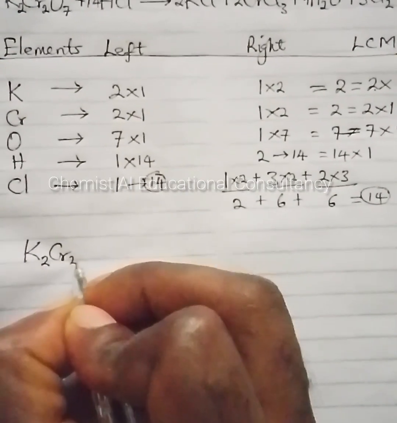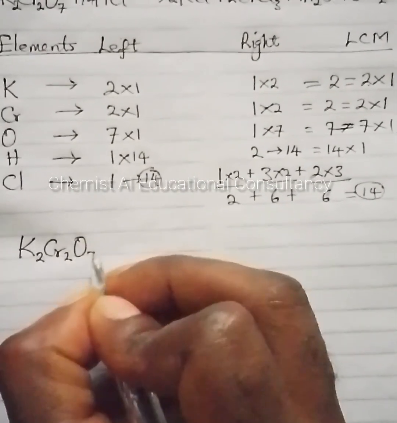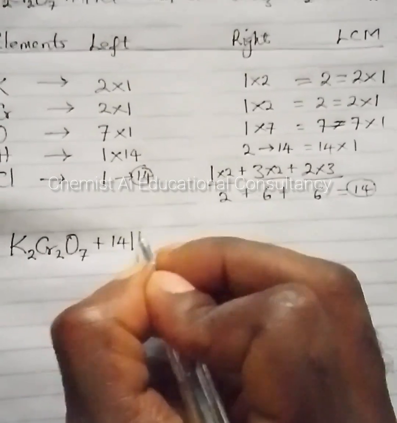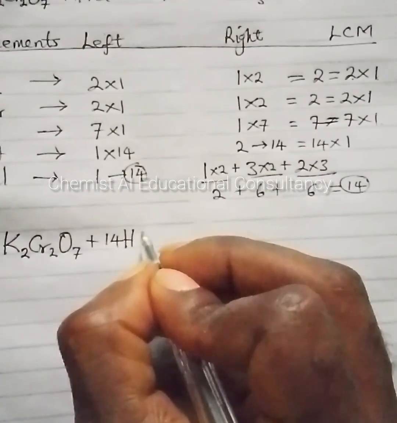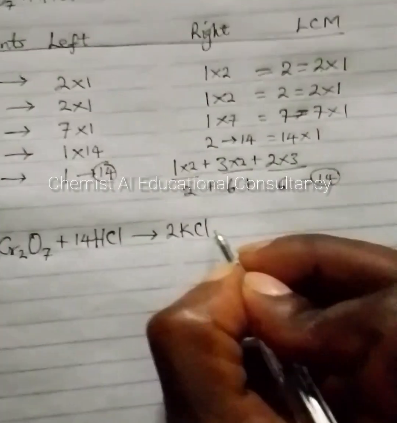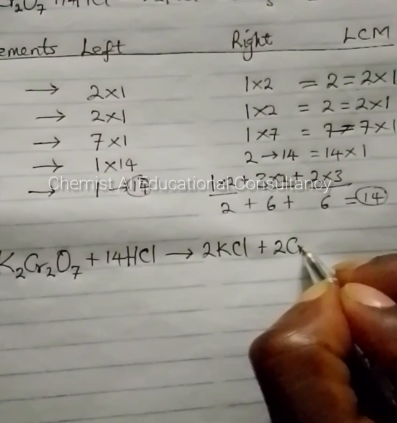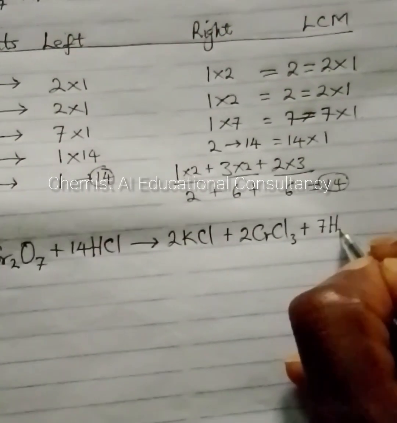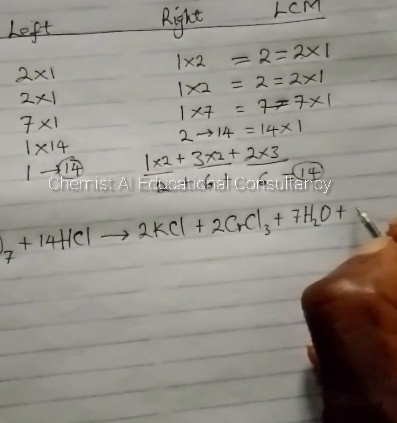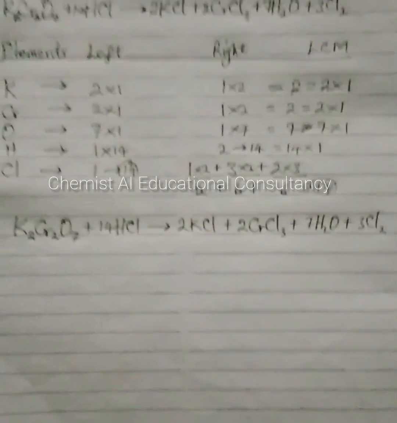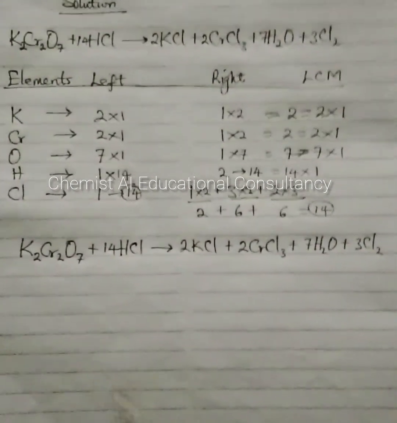So we rewrite K2Cr2O7, that is potassium heptaoxodichromate 6, plus 14 HCl to yield 2 moles of potassium chloride plus 2 moles of chromium 3 chloride plus 7 moles of water and plus 3 moles of chlorine gas. And if you check, the equation is very balanced.